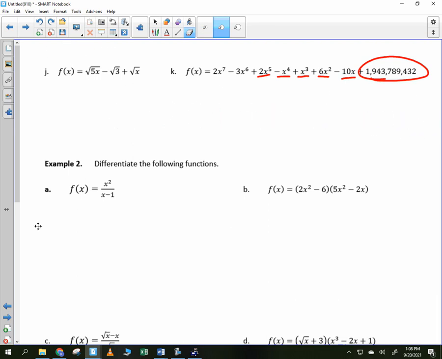What about letter J? That's no good, is it? No. Nope, it's not. Let's rewrite it. F of x is equal to, this is the square root of a quantity. I'm going to rewrite it as the square root of 5, that's my constant, times x to the 1/2 power. Are you okay with that?